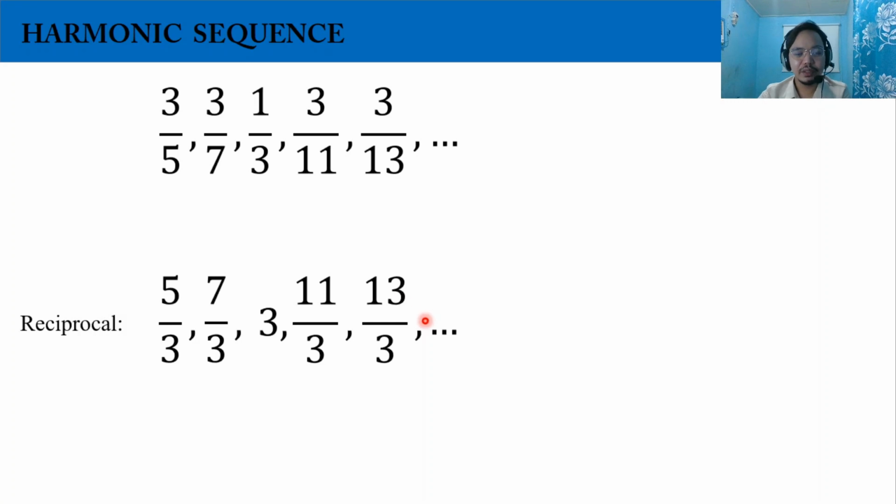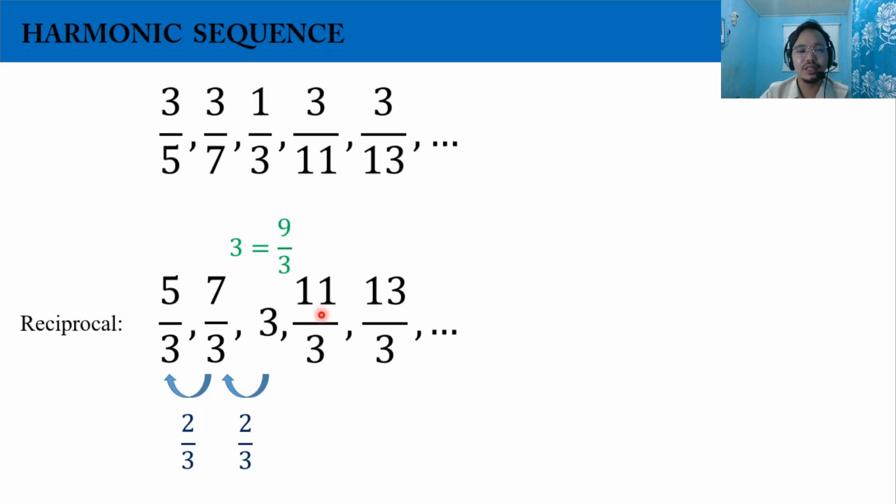So from the reciprocals of the terms, let's find the common difference by subtracting the first term from the second term. So we have 7/3 minus 5/3, which is 2/3. Then 3 minus 7/3, where we can simply write 3 as 9/3, because if we simplify 9/3, that is equivalent to 3. So 9/3 minus 7/3 is also 2/3.